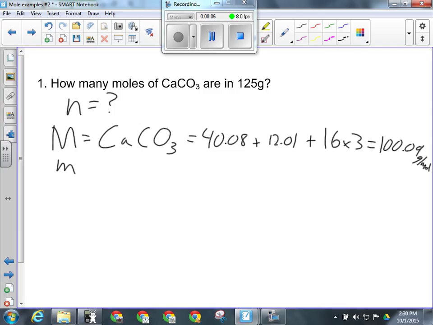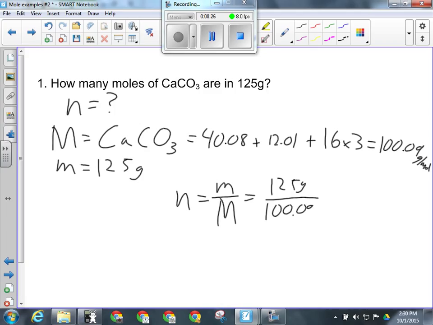They also tell me 125 grams. Anything measured in grams is mass, little m. So I have little m, I have big M. The mole equation is n equals little m over big M. I don't have to do any manipulating, I just need to plug in my numbers. 125 grams divided by 100.09 grams per mole. Guys, honestly, I don't expect that you put units in your calculations here. If you do, fine, but I always do it just out of habit, doing the thorough example. So that should give us 1.25 moles.